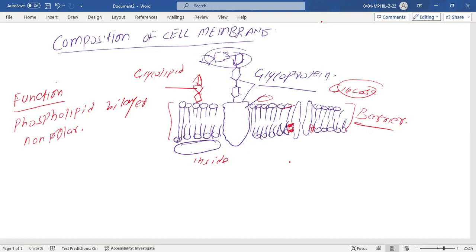Only small non-polar molecules can pass, like oxygen and carbon dioxide. These are two non-polar substances. Only similar substances can pass through this barrier, and that is oxygen and what? Carbon dioxide, because both are non-polar. And this membrane is also non-polar. So it will allow oxygen and carbon dioxide to pass without any restriction.